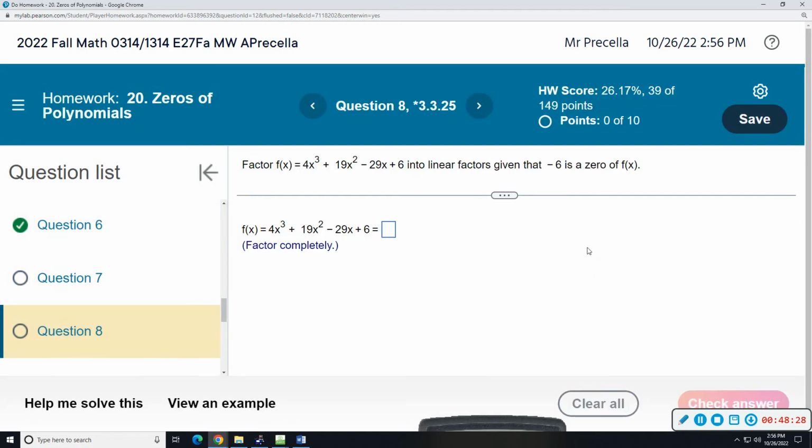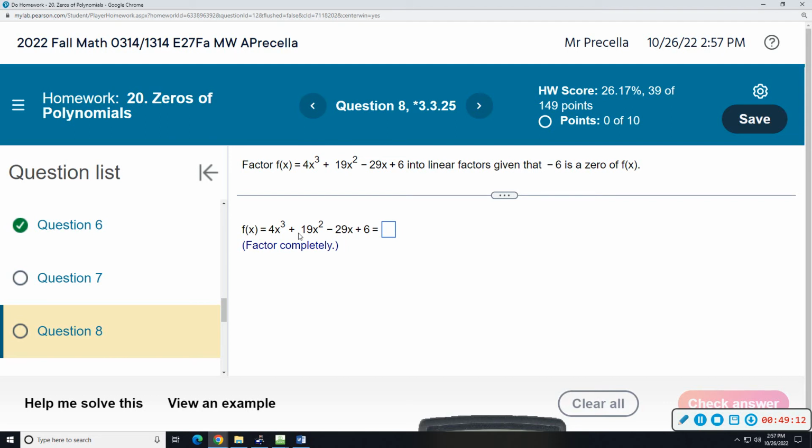Okay. This one is a little different in that it doesn't say k equals. They just tell you that negative 6 is a 0. So that's the k value, negative 6. Even though they're not using that notation, by knowing negative 6 is a 0, that means k is equal to negative 6. You don't change the sign. Make sure you don't miscopy.